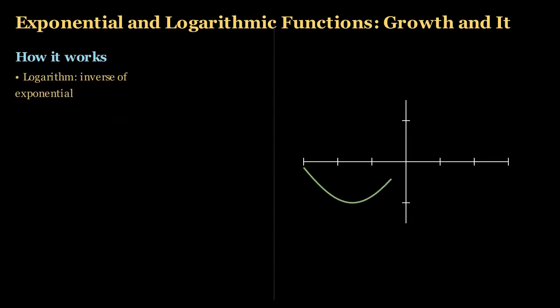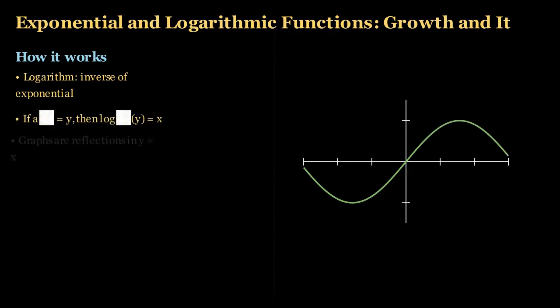Take the graph of an exponential function, like 2 to the x. If you reflect that graph across the diagonal line y equals x, you get the graph of the logarithm. Every point (x, y) on the exponential becomes (y, x) on the log.